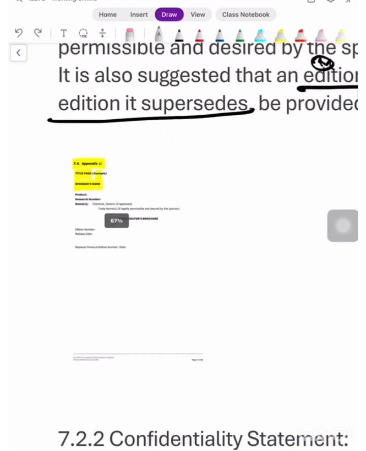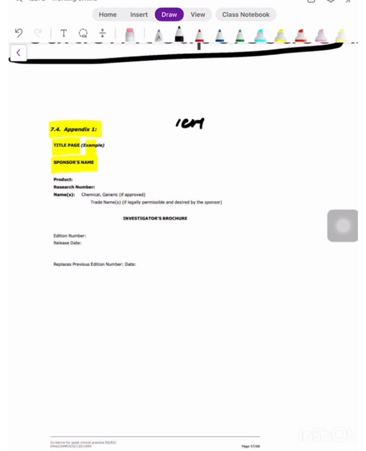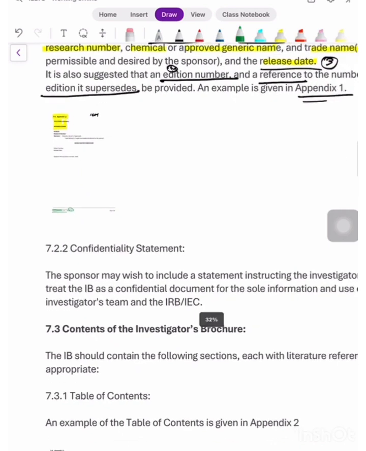You can take a screenshot of this. You can also find this in the ICH guideline. Here it is written, Guideline for Good Clinical Practice E6(R2). Then the confidentiality statement.